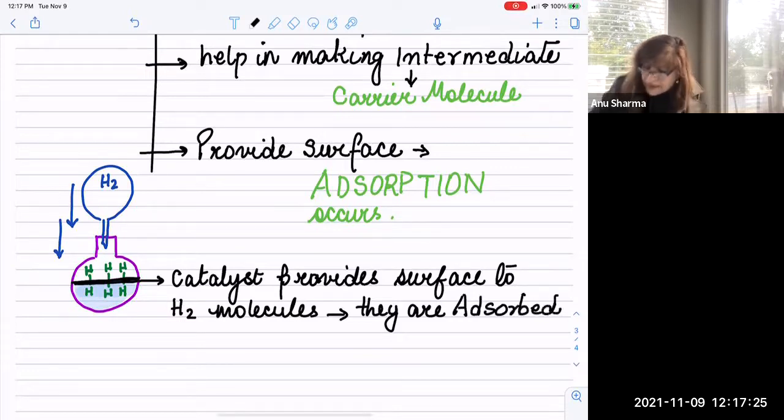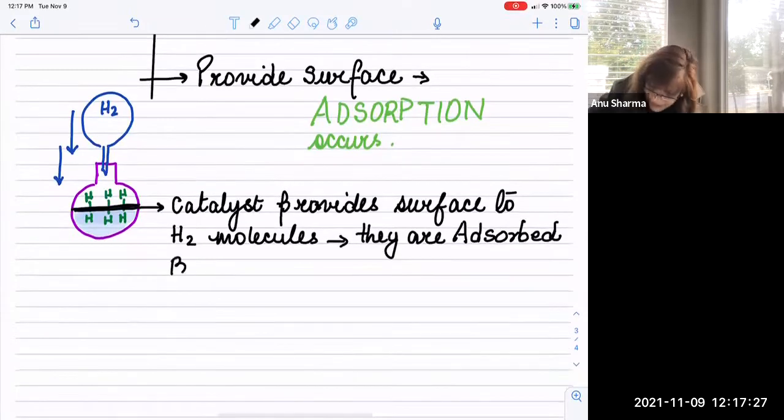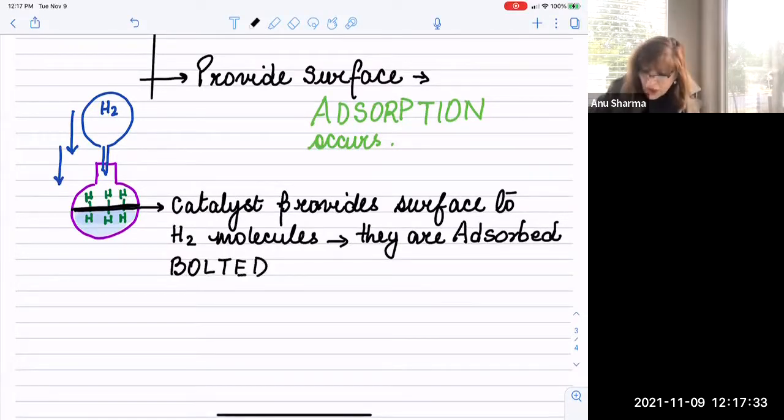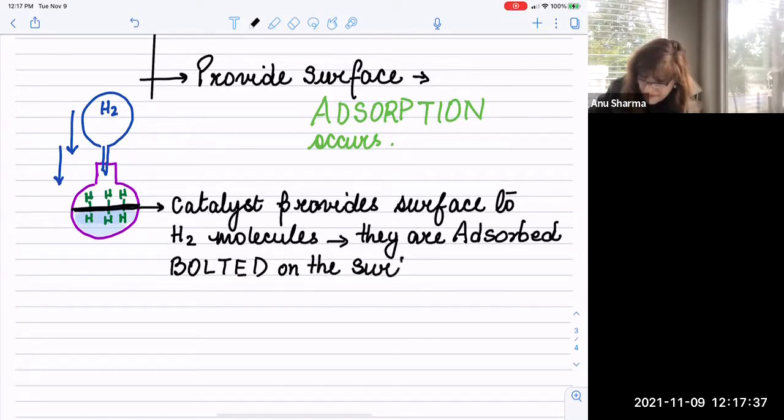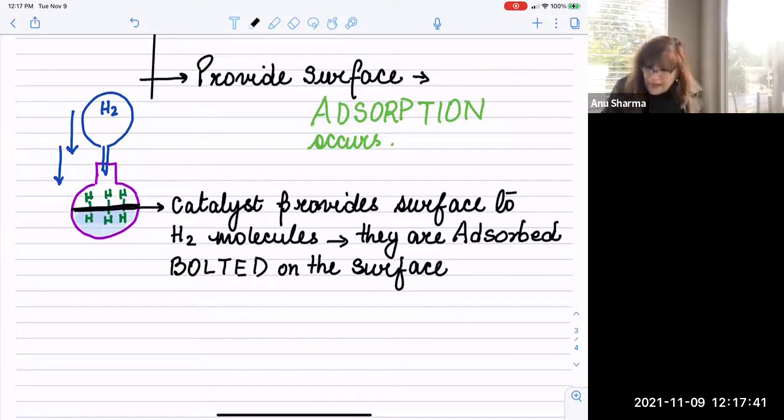A-D-S-O-R-B-E-D. They adsorbed. Adsorbed means what? They are bolted. B-O-L-T-E-D. They are bolted, right? On the surface. They are bolted on the surface. And then what happens when they're bolted on the surface?